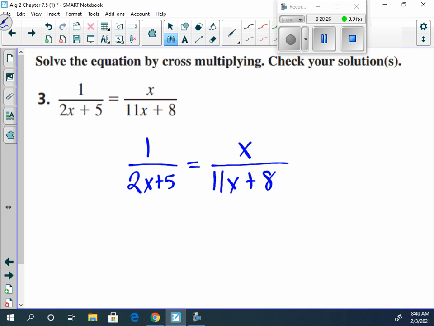Right, because that's our least common denominator. And again, we haven't had to look for it, so it's probably not on the top of our head. But it's just making sure that these don't simplify at all. And they won't, because 11x plus 8, 11's prime, so it doesn't factor. 2 and 5 are prime. So this works.